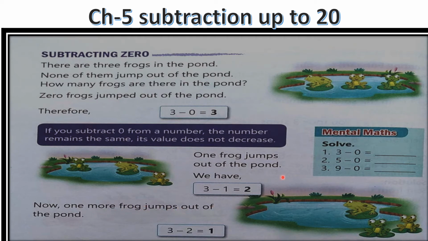Now one more frog jumps out of the pond. So 3 minus 2 is 1. Only one frog is left in the pond. Before, when no one jumped, the answer remained 3. When one frog jumped out, the answer is 2. Now 2 frogs jump out of the pond. So how many frogs are there in the pond? Only 1. Very easy. Yes or no?